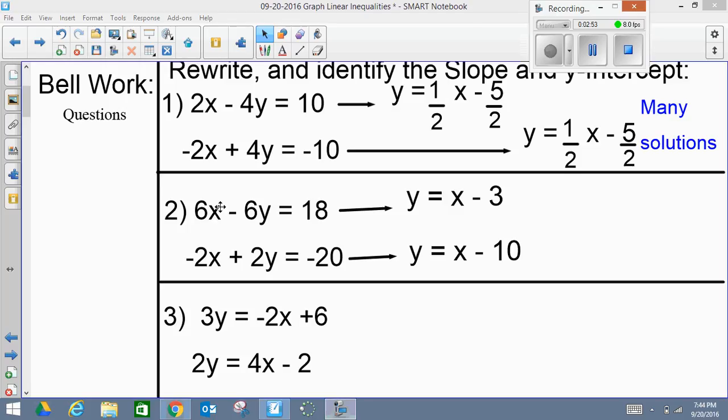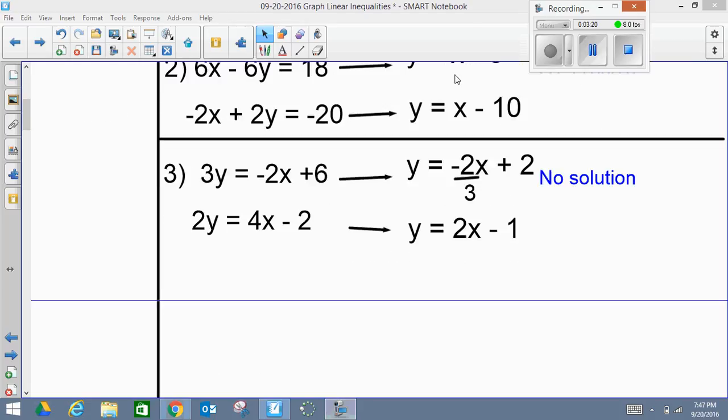Now, the second system, I solve for y, and I have my first y equals x minus 3, and the second equation y equals x minus 10. These two equations have the same slope, which is 1 on both. In front of the x, you should have a 1 and a 1. They have the same slope, but different y-intercepts. That means these two lines are parallel lines. Because they're parallel lines, they don't touch. Therefore, there is no solution.